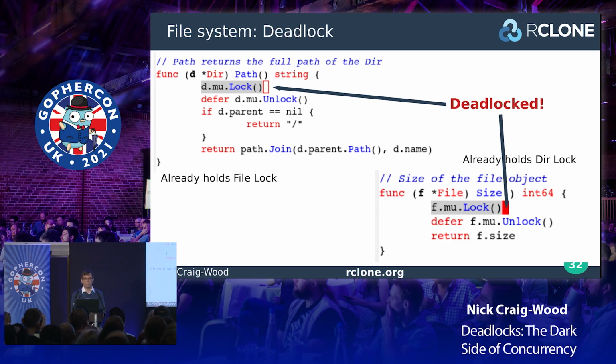Here I've annotated the code from the backtrace, showing where each goroutine is blocked. The fact that both parts of the code are blocked on acquiring a mutex is very suggestive that there's a deadlock. Let's look at dir.path on the left-hand side of the screen. We saw from examining the backtrace that this goroutine already holds the file lock and is now blocked trying to acquire the directory lock. On the right, file.size is already holding the directory lock, but is blocked trying to acquire the file lock. This means that these two functions are deadlocked and will block forever because the locks they're waiting for will never be released.